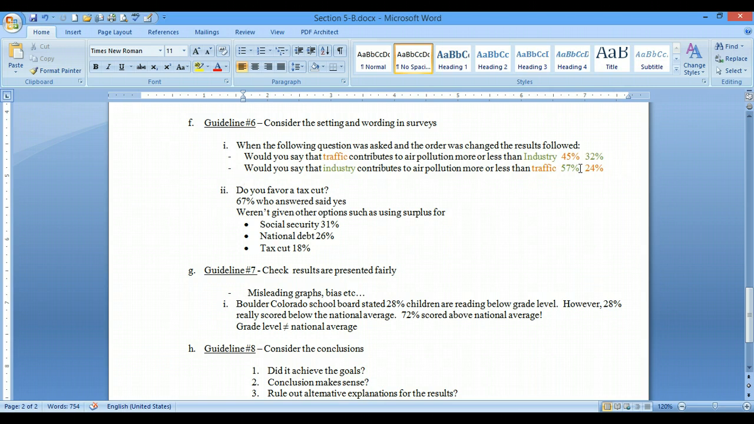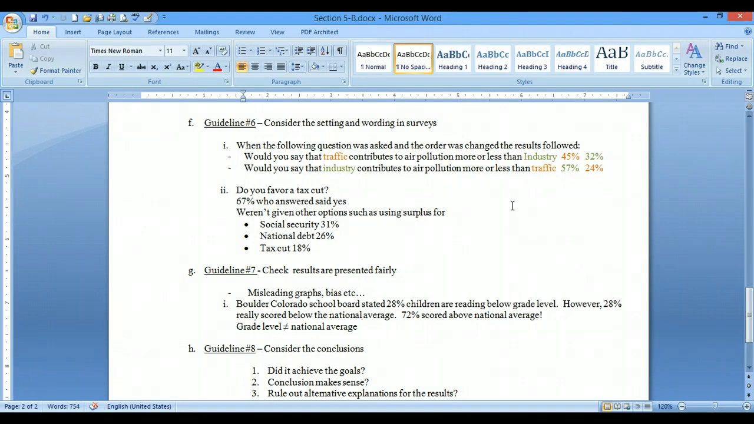Let's move on to number 2. Do you favor a tax cut? 67% who answered this question said yes, but they weren't given other options, kind of like an experiment versus a control group. You need to have some options when asking questions, such as, would you like to use the surplus to pay for Social Security, the national debt, or a tax cut? In giving these other options, 26% was actually the highest, and they said they'd rather pay the surplus to the national debt.